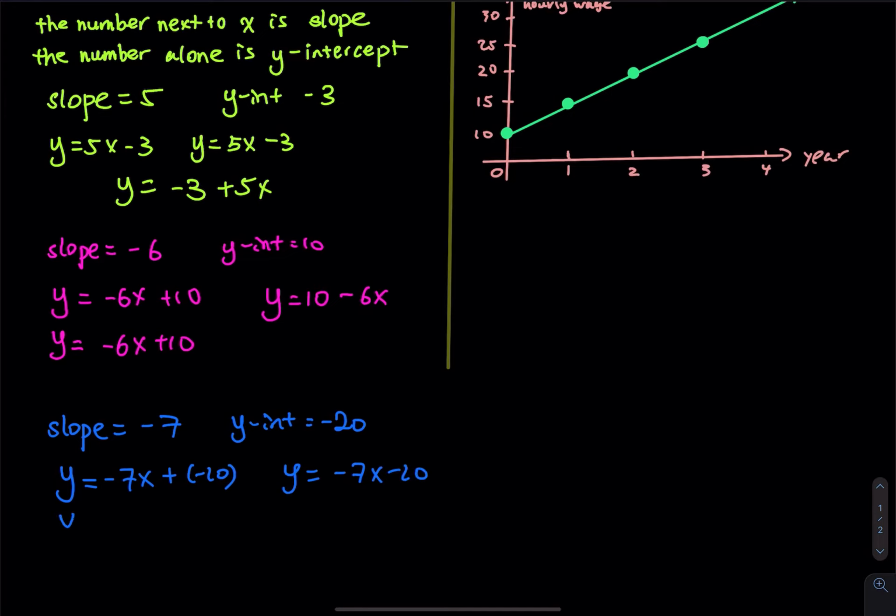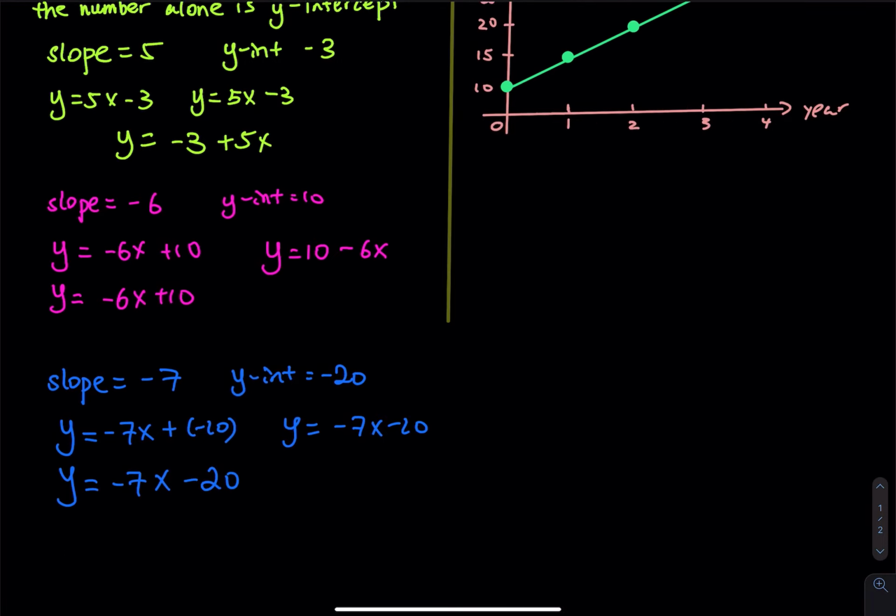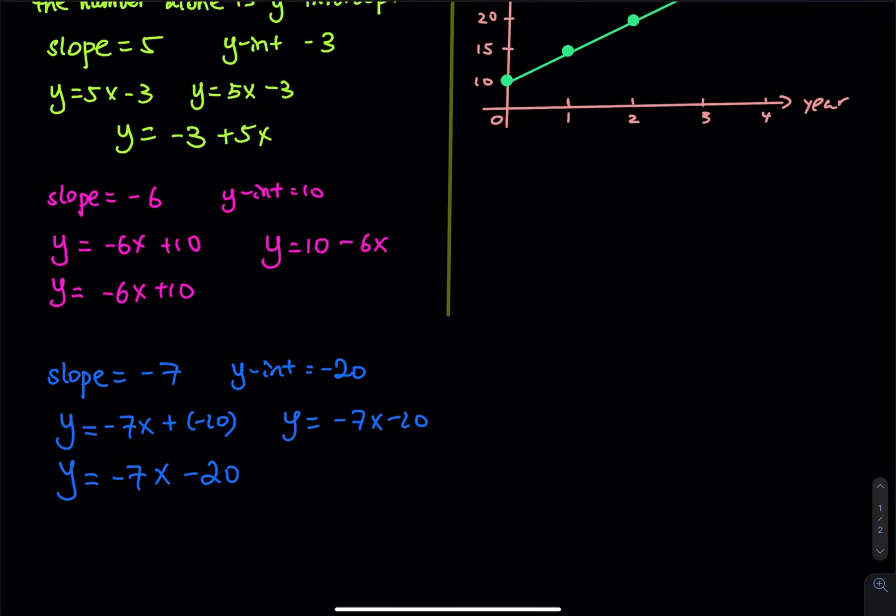ax + b, y equals the slope times x plus the negative y-intercept. And then if you want the intercept to go first, a + bx, then that will be y = -20 - 7x. Again, they are exactly the same.